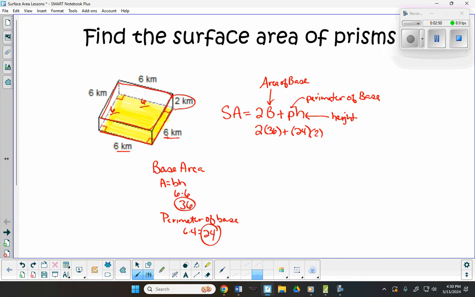And then at that point, you can just calculate those numbers. So 2 times 36 plus 24 times 2 gives you 120. And area is units squared, so square kilometers.